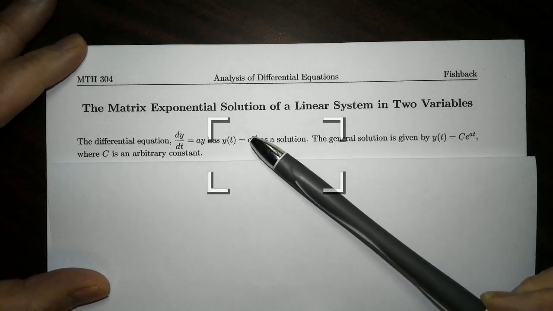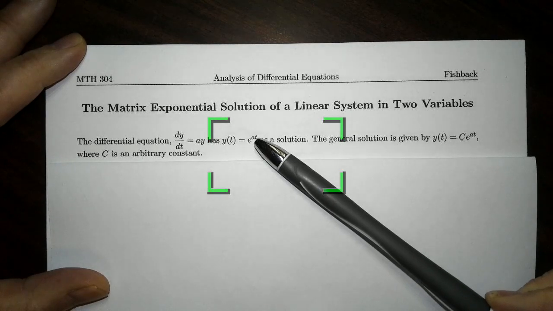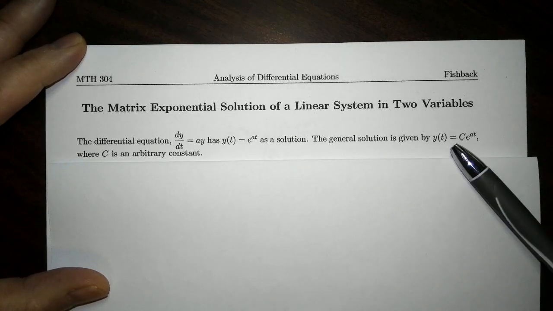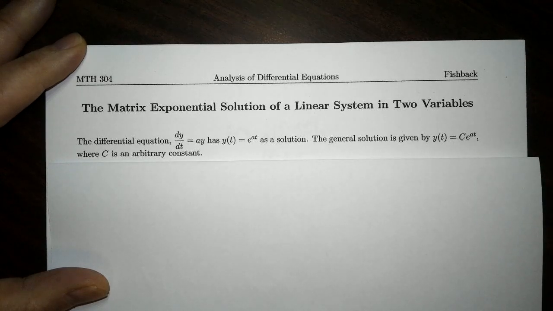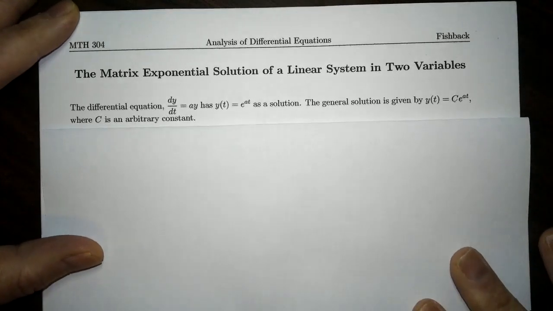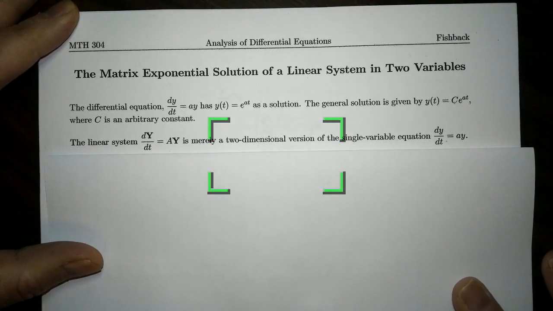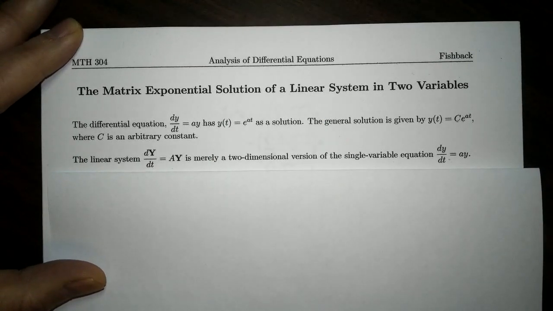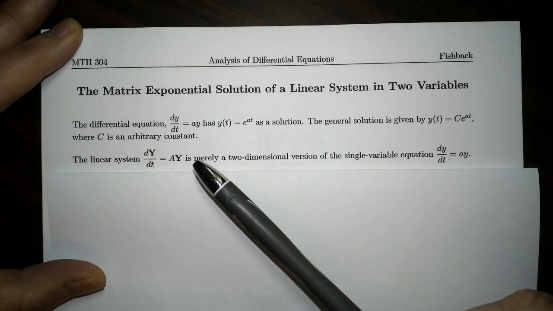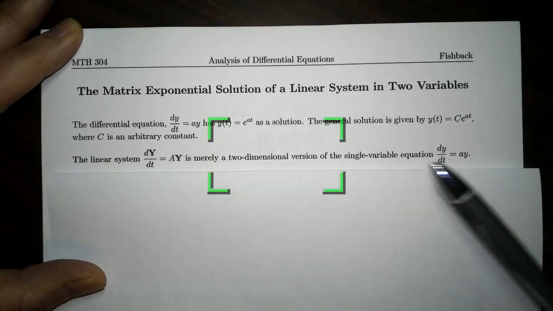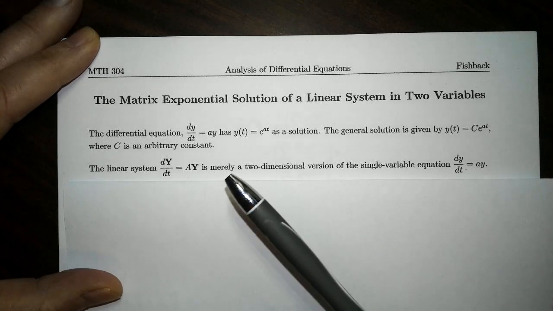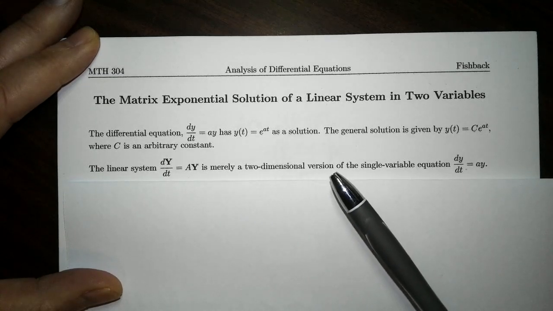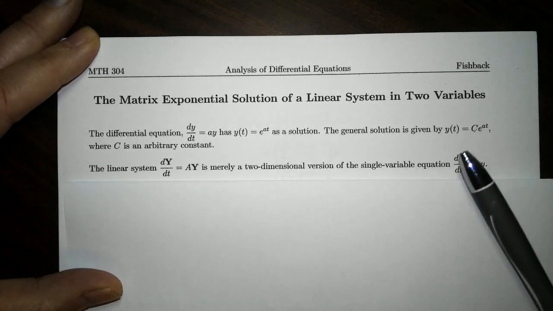We know that this has y equals e to the at as a solution. In effect, the general solution is given by y of t equals c e to the at, where c is an arbitrary constant. Now, a linear system can always be written in the form dy/dt equals A times y, and we're going to assume that A is a 2 by 2 matrix, in which case we can view this as a two-dimensional version of this single variable equation.